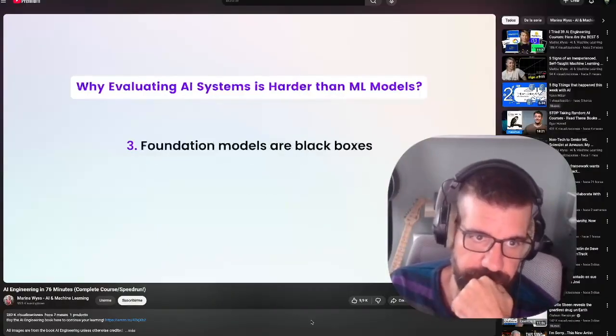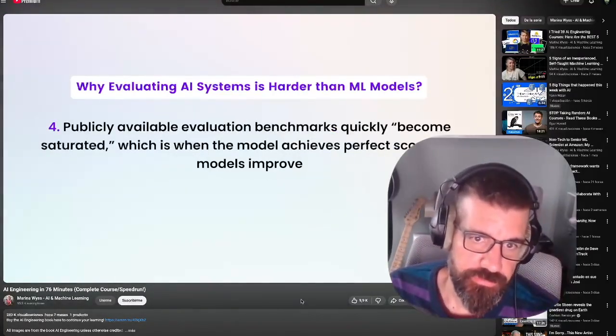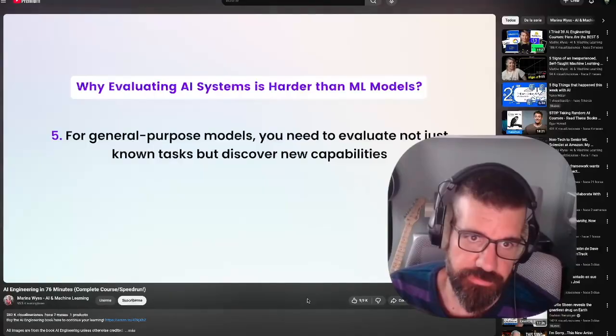Third, foundation models are black boxes. You can only evaluate them by observing their outputs, not by understanding their internal workings. Fourth, publicly available evaluation benchmarks quickly become saturated, which is when the model achieves perfect scores. What was a challenging test yesterday becomes an easy exercise today. And finally, for general purpose models, you need to evaluate not just known tasks, but discover new capabilities that might extend beyond human abilities. All of this is made worse by a general underinvestment in evaluation compared to model development.